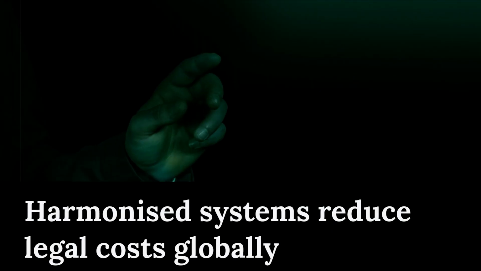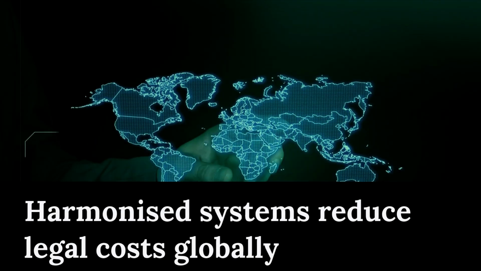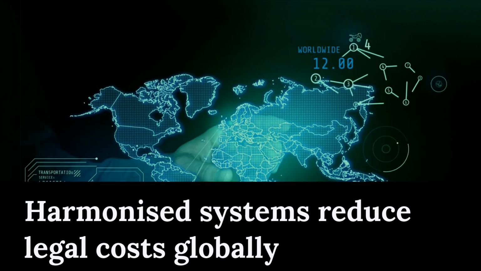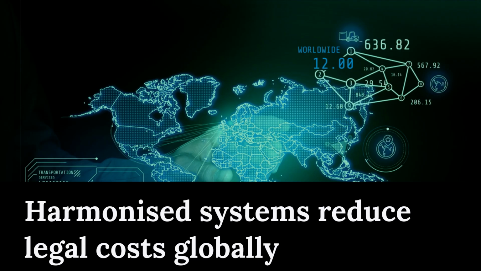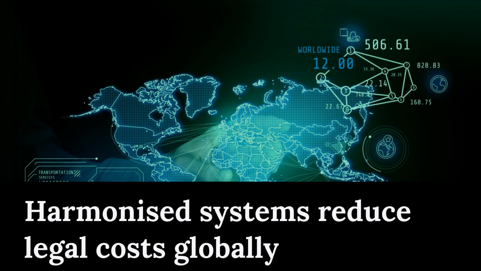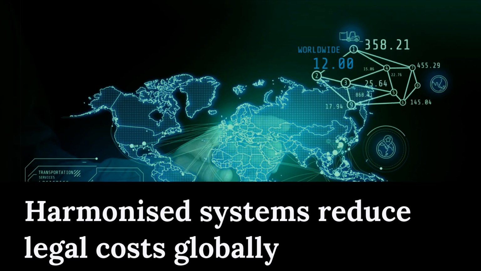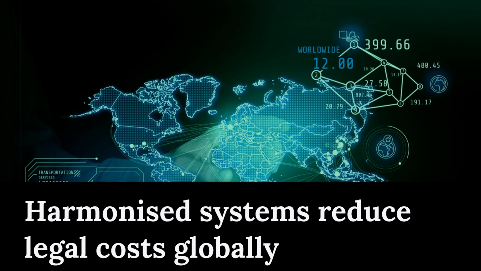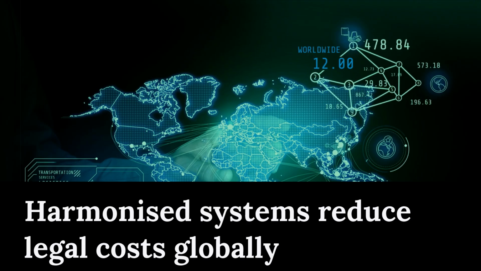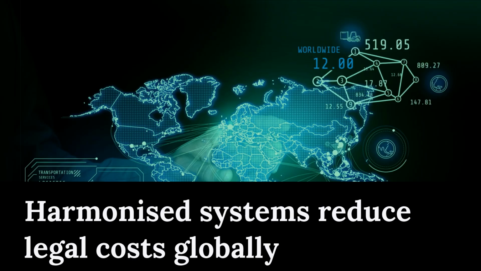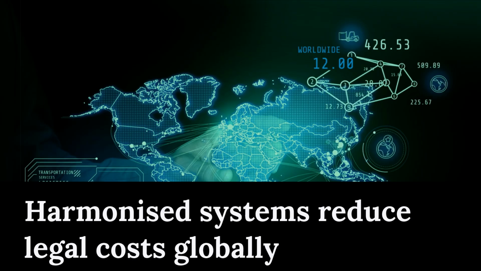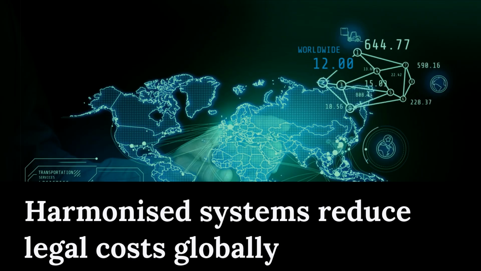Conflicting national laws create uncertainty in international contracts. Different interpretations of terms like delivery or risk increase legal costs. Harmonized systems like CISD and Incoterms provide consistency. They ensure contracts are interpreted uniformly across borders. Harmonization is essential for global trade efficiency.